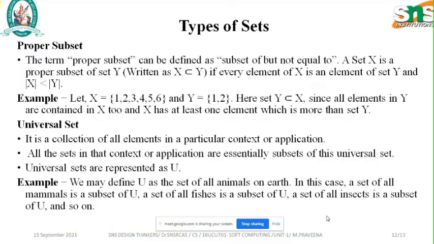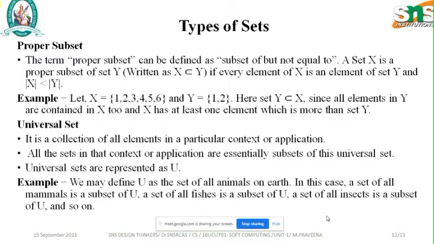The set X is a proper subset of Y if every element of X is an element of set Y, that is, set X is less than set Y. See the example here. Set X has the elements 1, 2, 3, 4, 5, 6. Similarly, Y is equal to 1, 2. So here set Y is a subset of X, since all the elements in Y are contained in X, and X has at least one element which is more than set Y. So it is called a proper subset.